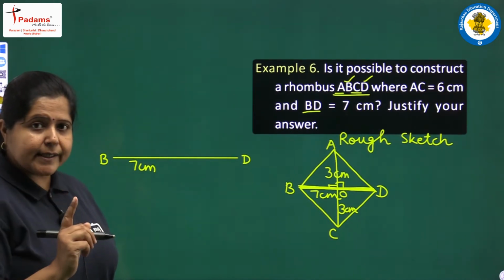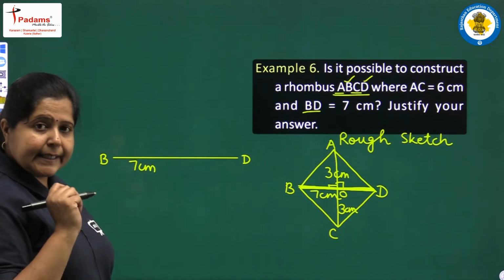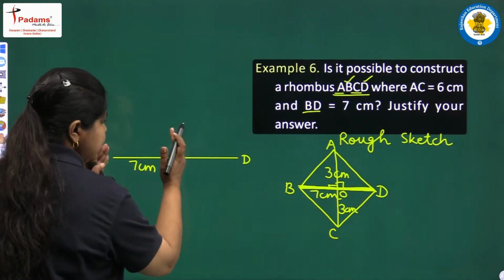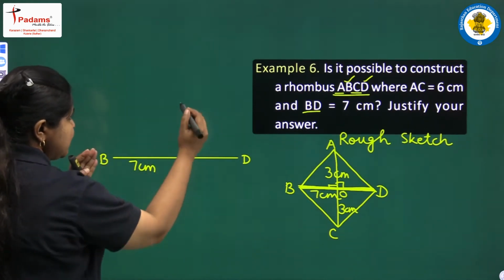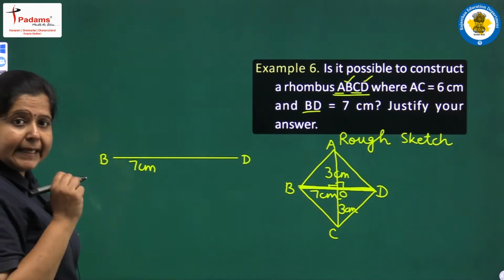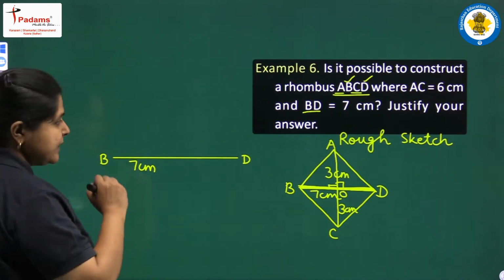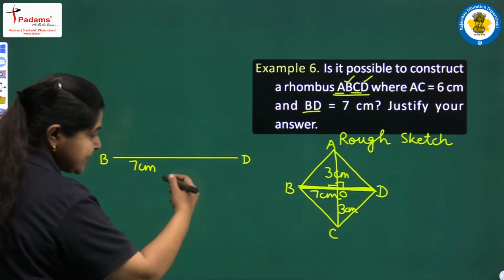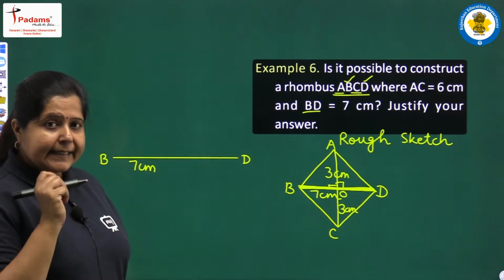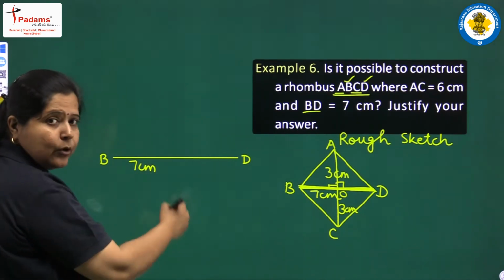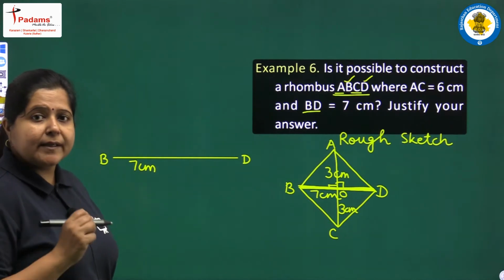How do we construct it? We will take the compass, keep the pointed end at B first, and taking the radius more than half of BD, we will draw two arcs, one above and the other below BD. And then with the same radius, we will keep the pointed end at D and then draw two more arcs above and below BD. And then we will join the point of intersection of the two arcs above and below and get the perpendicular bisector.